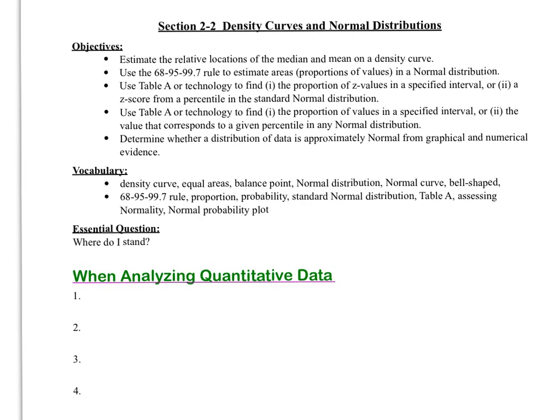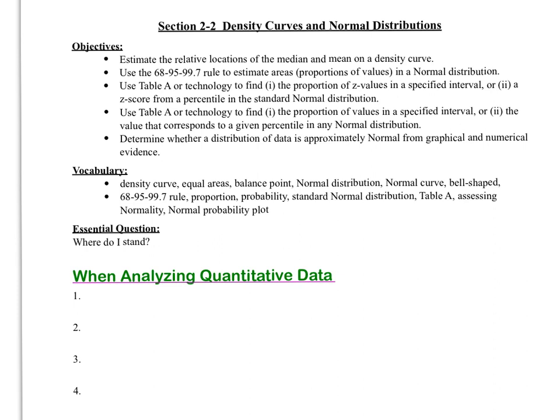Our objectives for this section include: estimate the relative locations of the median and mean on a density curve; use the 68, 95, 99.7 rule to estimate areas in a normal distribution; use Table A or technology to find the proportion of z-values in a specified interval, or the z-score from a percentile in the standard normal distribution; use Table A or technology to find the proportion of values in a specified interval or the value that corresponds to a given percentile in any normal distribution; and last of all, determine whether a distribution of data is approximately normal from graphical and numerical evidence.